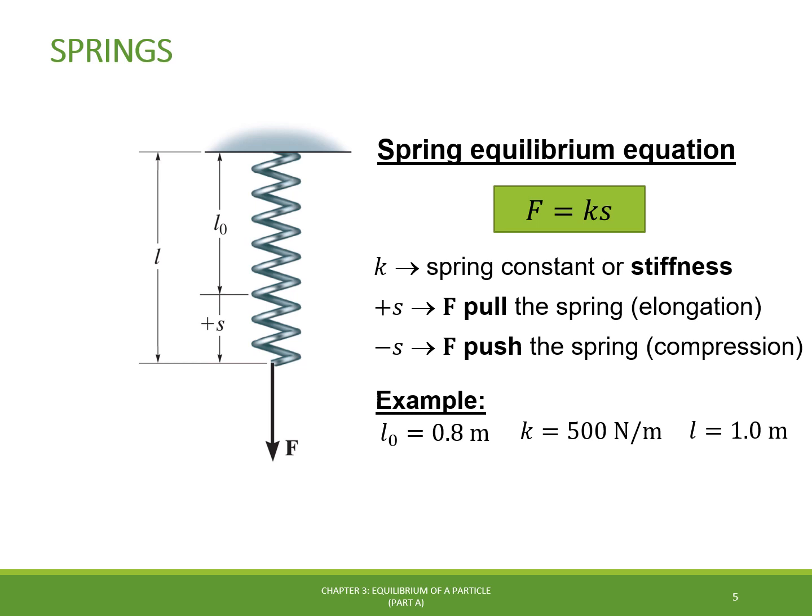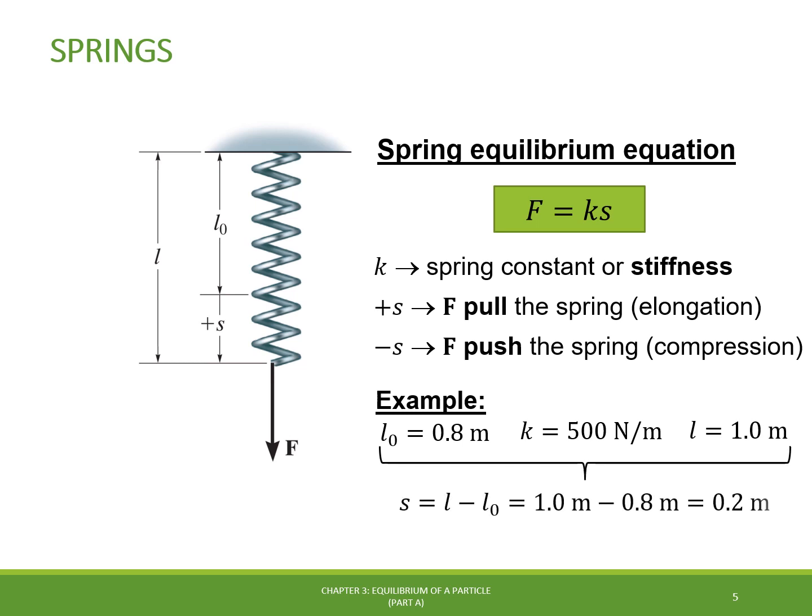Let me give you one numerical example of this. Let's say that we have a spring with undeformed length of 0.8 meters, stiffness of 500 newtons per meter, which is elongated to 1 meter after the application of a pulling force F. We can calculate the elongation distance of the spring by taking the difference between its final and initial lengths, and then we apply the equilibrium state equation to calculate the magnitude of the pulling force, which for this case is 100 newtons.